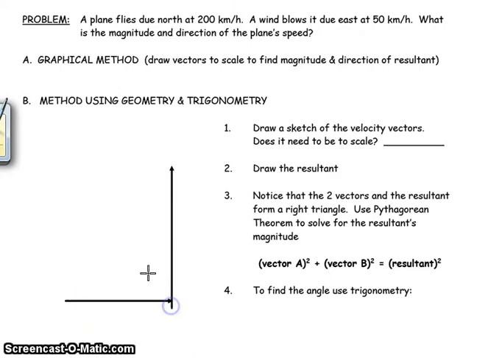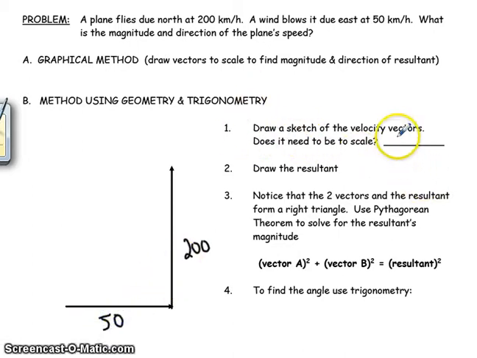I like to do east to the right, and it doesn't really matter where I put the vectors, but it helps if I place them tip to tail. So if I look at the east one, I'm just going to move it down a little bit, so I have it tip to tail with my north vector. How you draw your vectors initially can make a big difference as to how easy it is for you to do it. So I'm going to call this the 200, and I'm not going to put the units just because it's easier, and I'm going to call this the 50. Notice that it did not have to be to scale. You only draw vectors to scale when you're going to do the graphical method, with a protractor and a ruler.